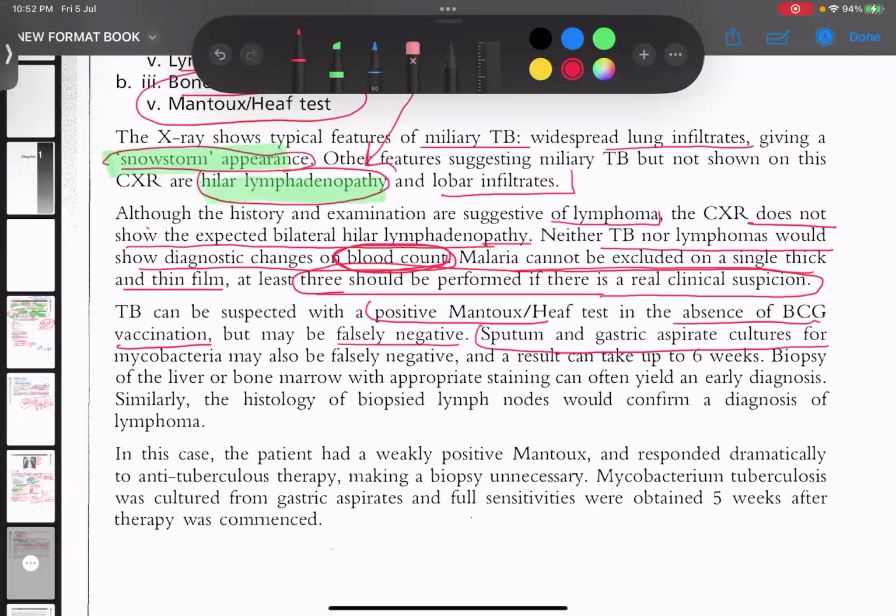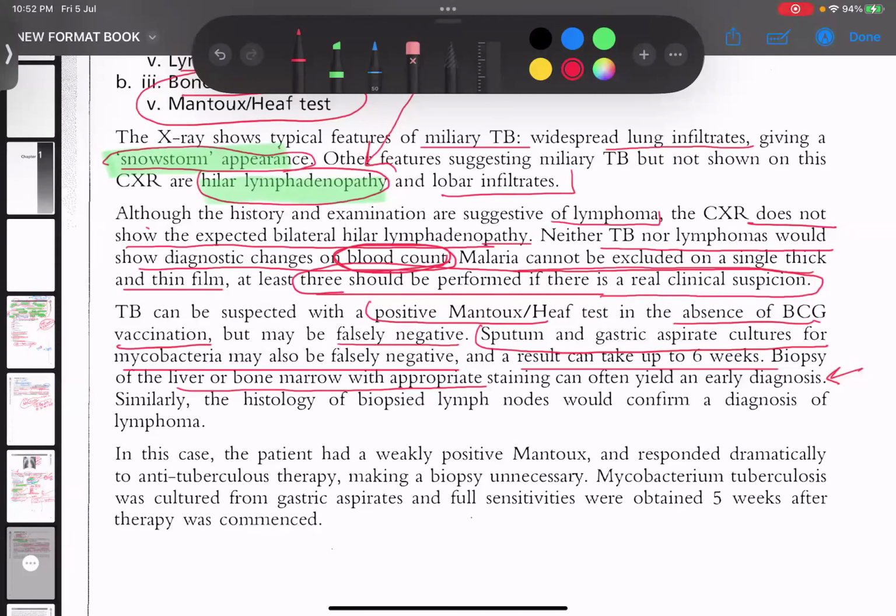Sputum and gastric aspirate culture for mycobacteria may be falsely negative, and a result can take up to 6 weeks. Biopsy of the liver or bone marrow with appropriate staining can often lead to an early diagnosis. But this is so invasive, we would not go with biopsy of the liver or bone marrow. We'll go with the MT test.